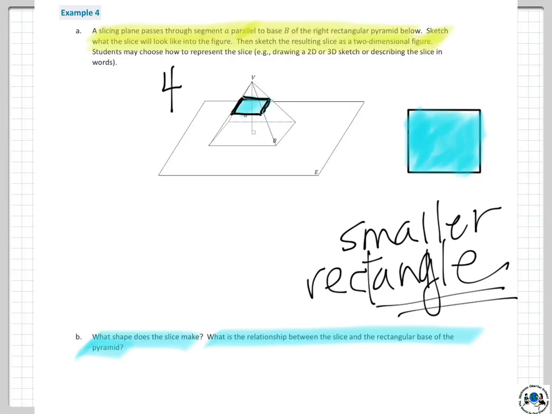And you can see that any slice that is made parallel to the base, that's really not very well drawn, is going to create a rectangle.